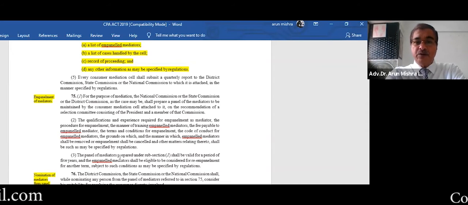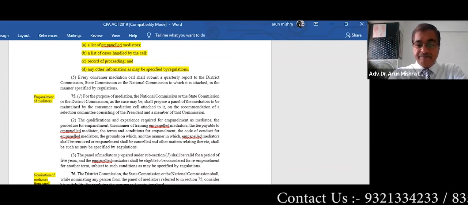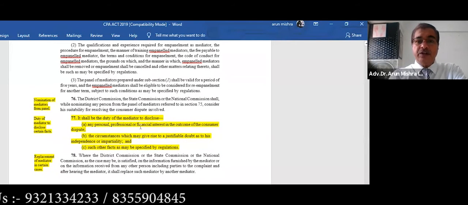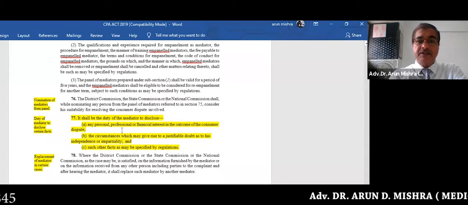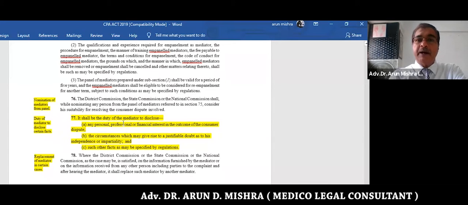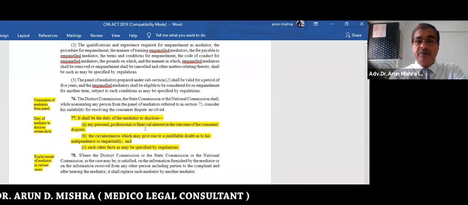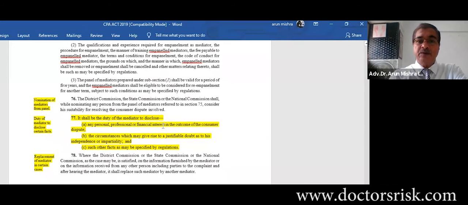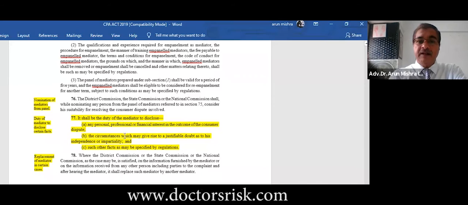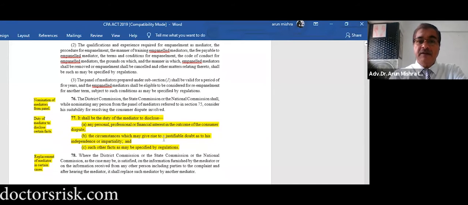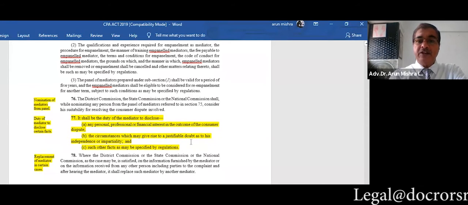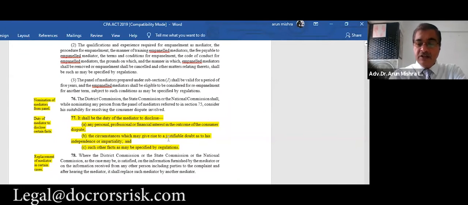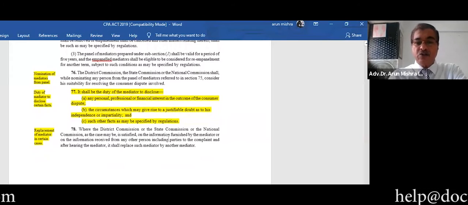So this is one of the beautiful moves by the lawmaker. It shall be the duty of the mediator to disclose any personal, professional, or financial interest in the outcome of the consumer dispute, and the circumstances which may give rise to justifiable doubt as to his independence and impartiality, and such other facts. So lots of binding is also given to the mediator.